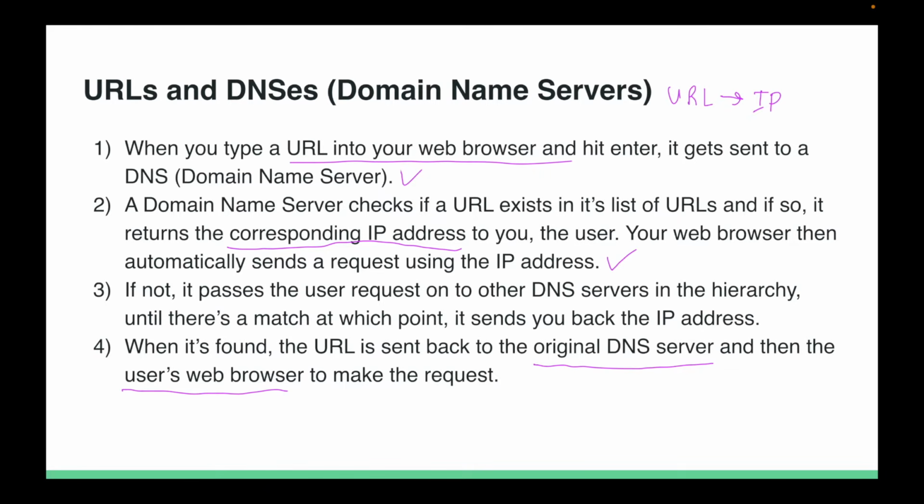And then from that DNS server, it's sent to your web browser so that you can finally access that web page. So to recap, basically what happens: you type in a URL, it gets sent to a DNS server. That DNS server tries to find an IP address that matches the URL. If not, it sends it to a bunch of other DNS servers until there's a match for your URL. And then that IP address is sent back to the first DNS server you tried to access, which then passes it on to your web browser, which you then use to access a website.